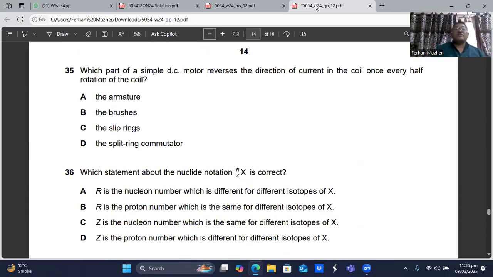So then we have question number 35. Which part of a simple DC motor reverses the direction of the current in the coil once every half rotation of the coil? That thing is called the split ring commutator. The split ring commutator makes sure to reverse the direction of the current in every half cycle of the coil's rotation, and that changes the direction of the force acting on the sides of the coil. That makes sure that the coil continues to rotate in the same direction.